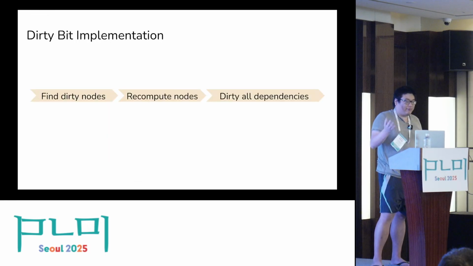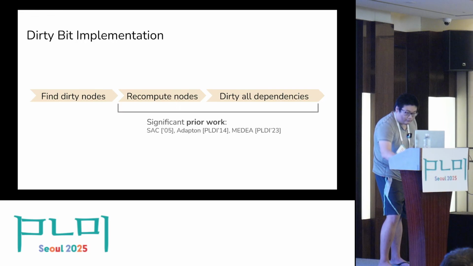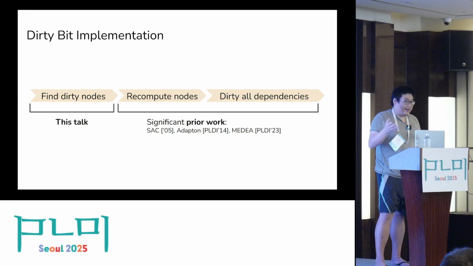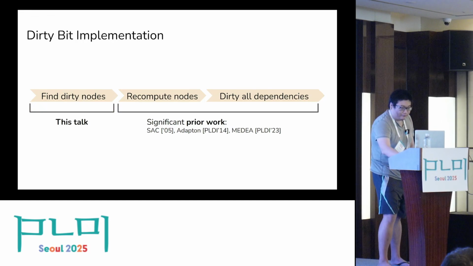So that's how the algorithm works. To sum up, it has 3 parts. It has to find all dirty nodes. It has to recompute them and dirty all their dependencies. Now this runs in a loop until all dirty nodes are resolved. A lot of prior work has focused on the other 2 parts, recomputing nodes and dirtying them. For this talk, we want to focus on finding dirty nodes as fast as possible.